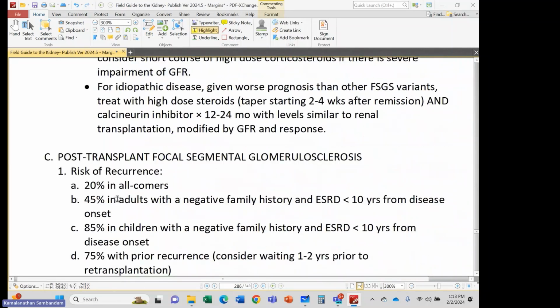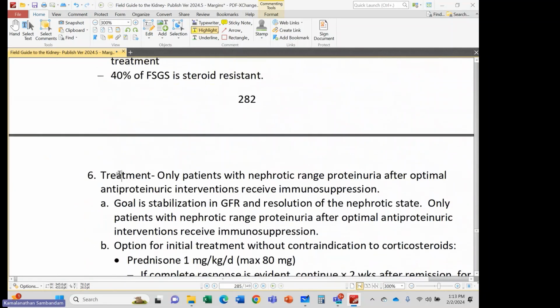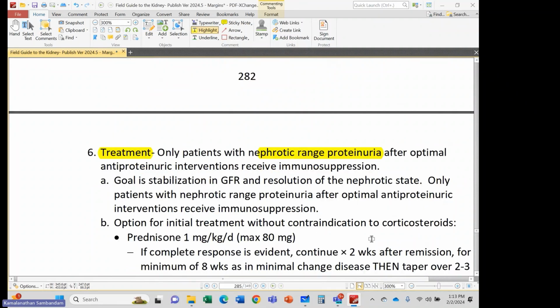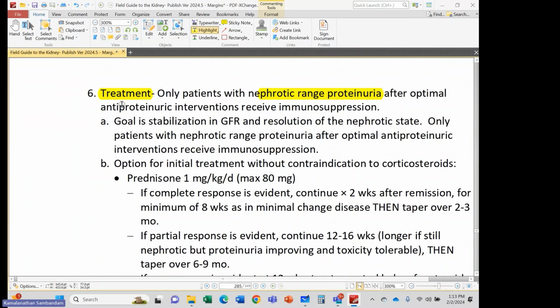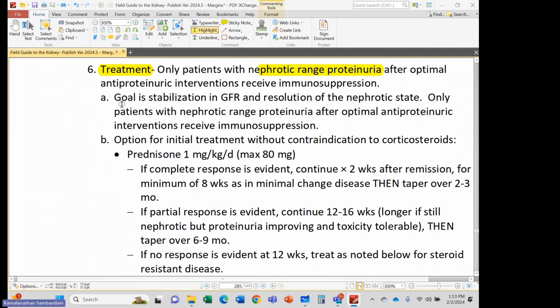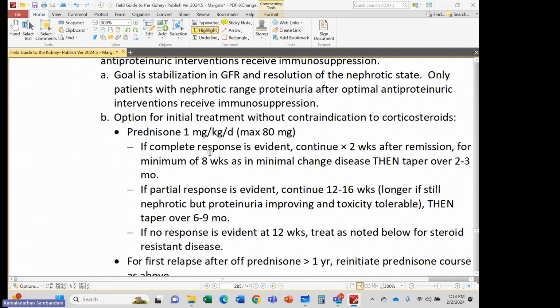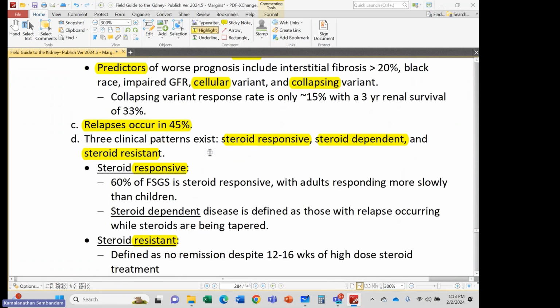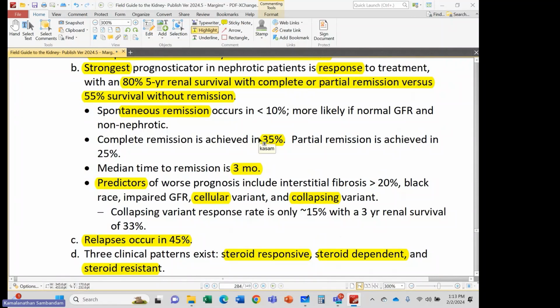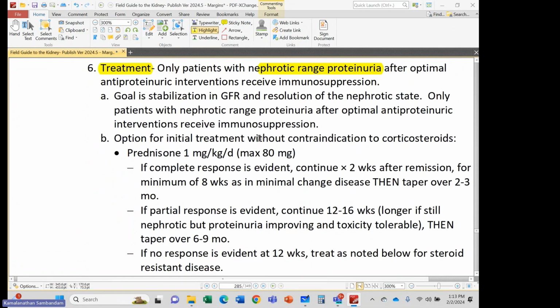All right, so treatment, once again, you treat only the nephrotic patients. There's some debate about whether you should treat at 2.5 grams, but you first do all your anti-proteinuric interventions before you commit to the immunosuppression, right? And your goal is to get them subnephrotic, and you should call that a win, okay? Because these medicines have toxicities. Complete remission rates are uncommon, and so you should be really accepting a win when you get subnephrotic, okay?